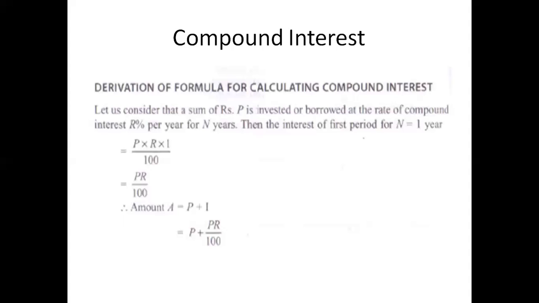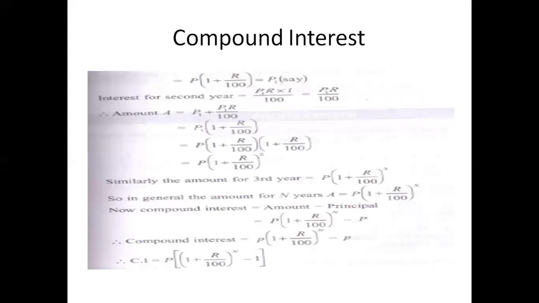Now in the case of the formula, we see that for the first year, the formula for simple interest and compound interest is the same. The formula for simple interest was P into R into N by 100. So for n years, when n is equal to 1, that is for the first year, it will be P into R into 1 divided by 100, which is equal to P into R by 100. And the amount is equal to P plus I, which is P plus P into R by 100. However, this changes for the second year.